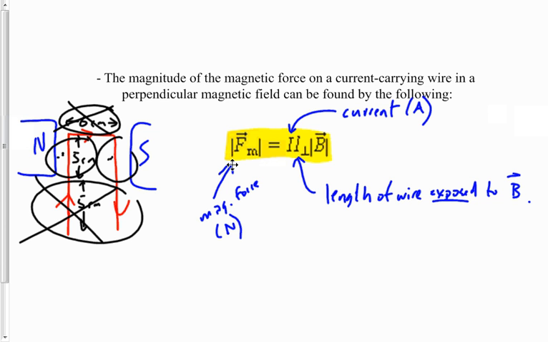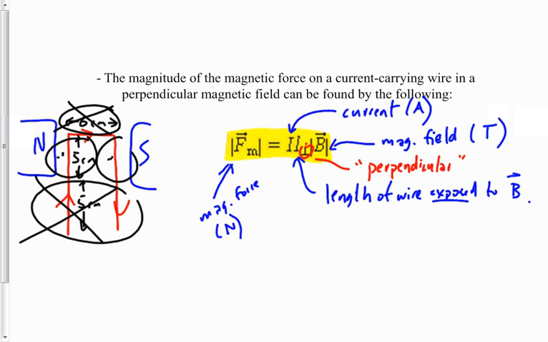B stands for the magnetic field strength, right? And that's going to be measured in Tesla. What's that little upside down T thing mean? We talked about that with our last equation, right? Perpendicular, right? This equation only applies when the wire is perpendicular to the magnetic field. This doesn't sound too hard.